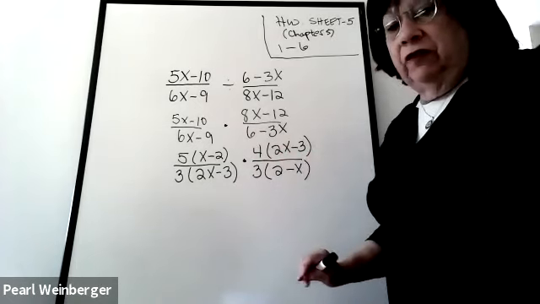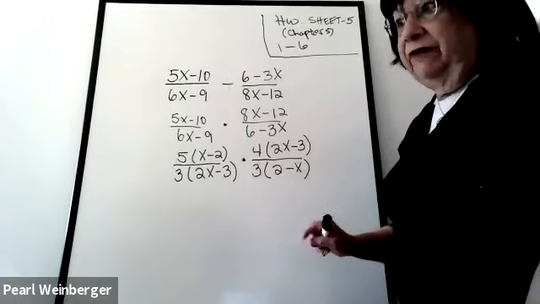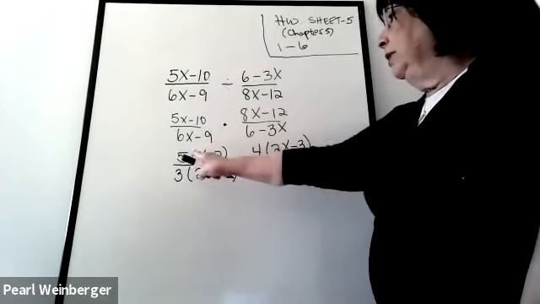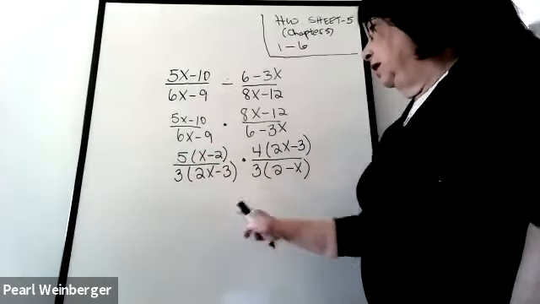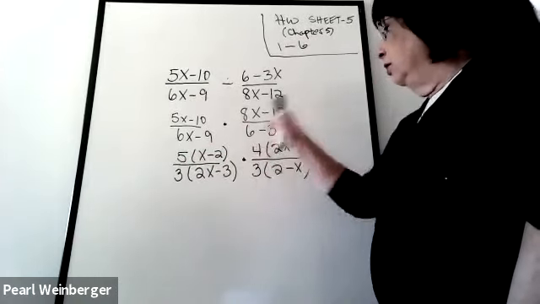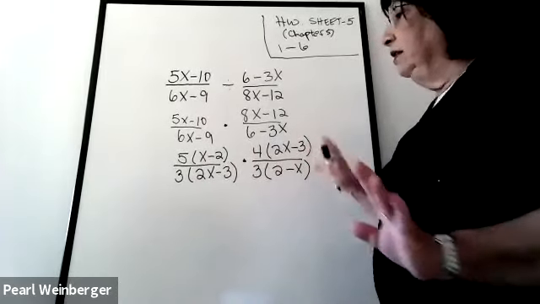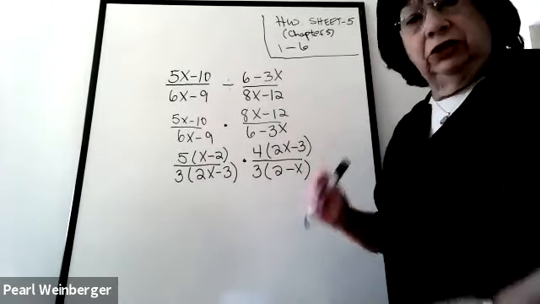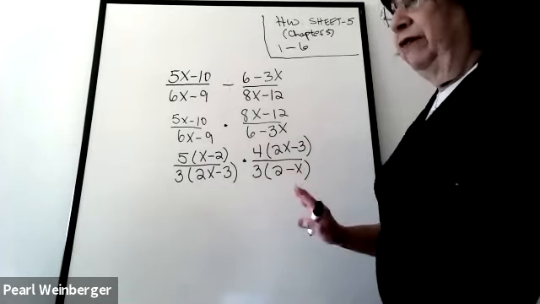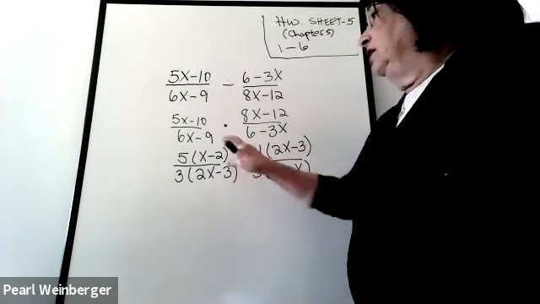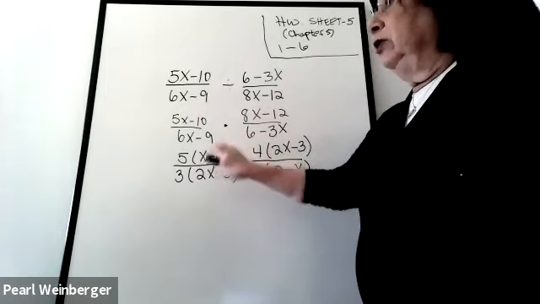After I finished factoring, I looked to see if there's anything that can cancel out. Now there's a 5 here, but there's no 5 in the denominator. There's a 4 here, no 4 in the denominator. So that takes care of the monomials, just the plain numbers or the numbers and letters that don't have any pluses or minuses. Now let's deal with the polynomials.